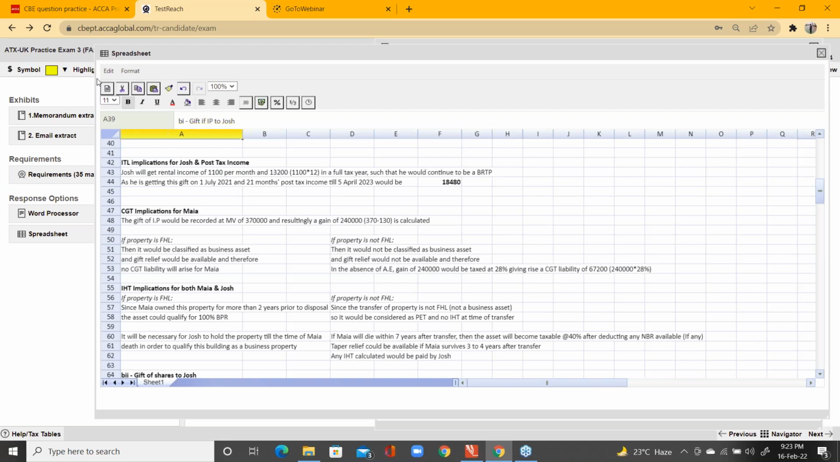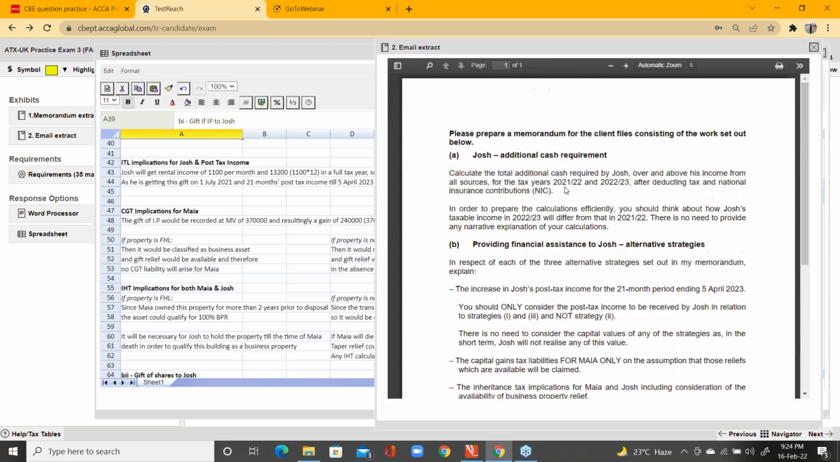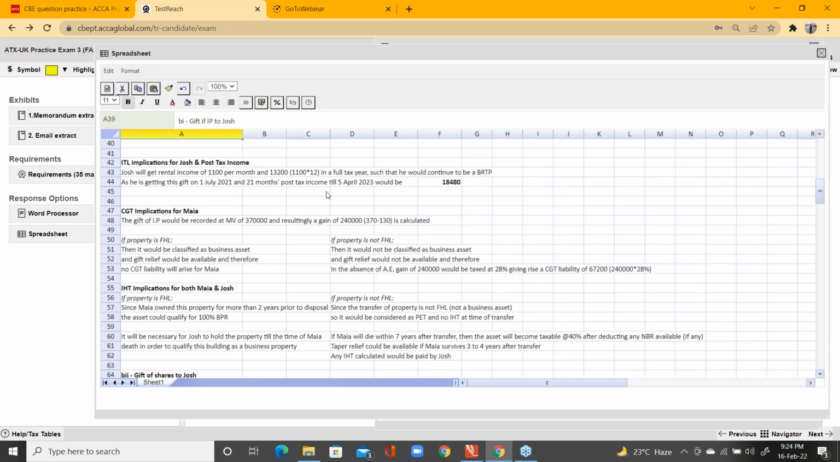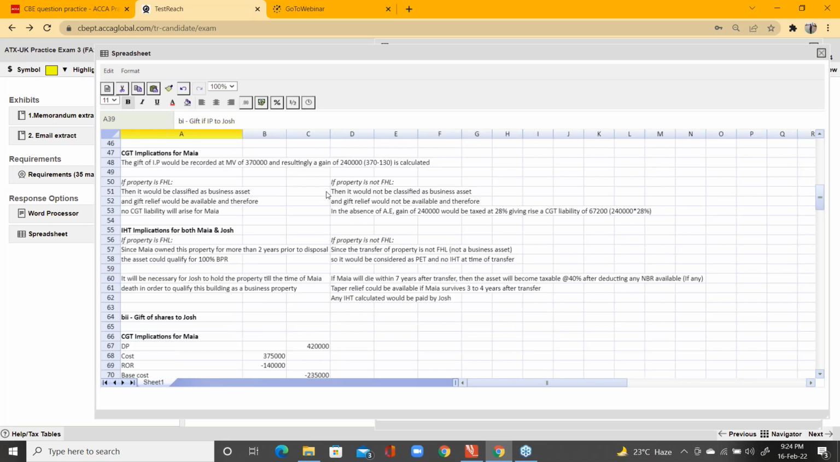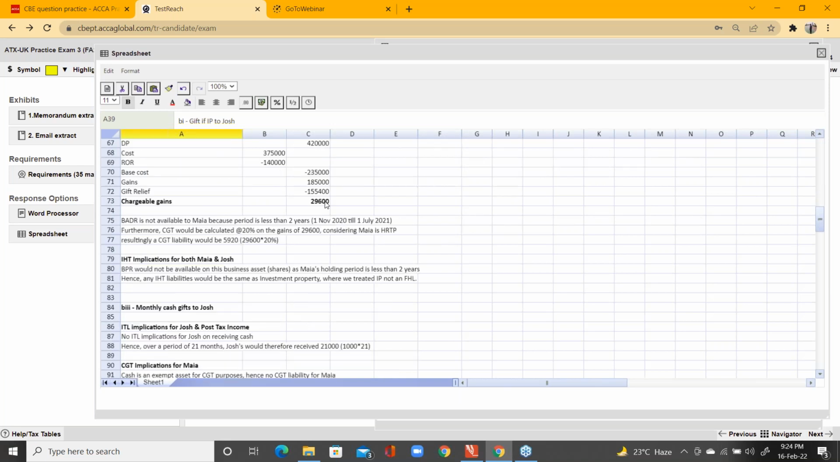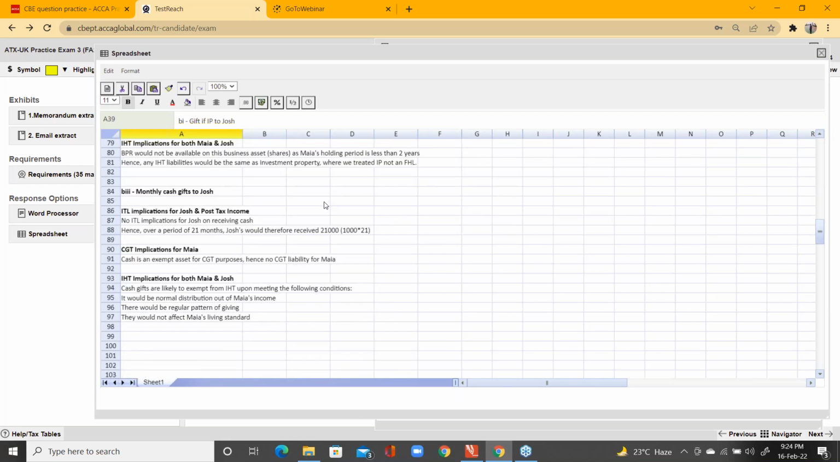No, my dear, you don't have to select any strategy, because the question requirement is not about the selection of strategy, which strategy is best for both and in which there are lower income tax and CGT liability. It's not like that. Our manager has asked us to provide the relevant implication under each strategy. So there is nothing to conclude about which one is the best strategy, how Maya should give financial assistance to Josh. The client wants to know about the tax implication under 3 alternatives.